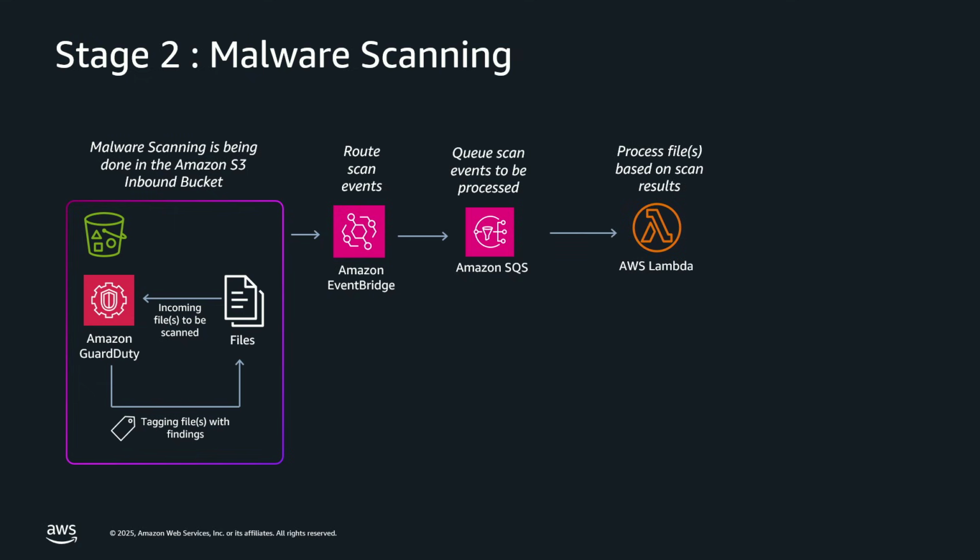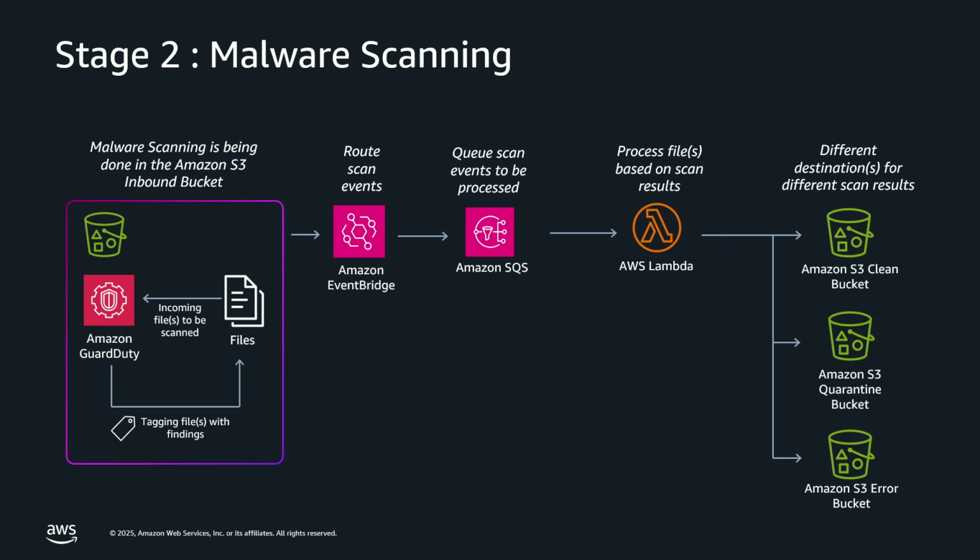Now, SQS further triggers our Lambda function. Our Lambda function is reading all the events in our SQS queue and processing them. Lambda over here is the brain or the logic that decides, based on the scan results, which files are routed to which bucket. So once again, clean files will go to a clean bucket, malicious files will go to a quarantine bucket, and any object that is not processed will go to our error bucket.